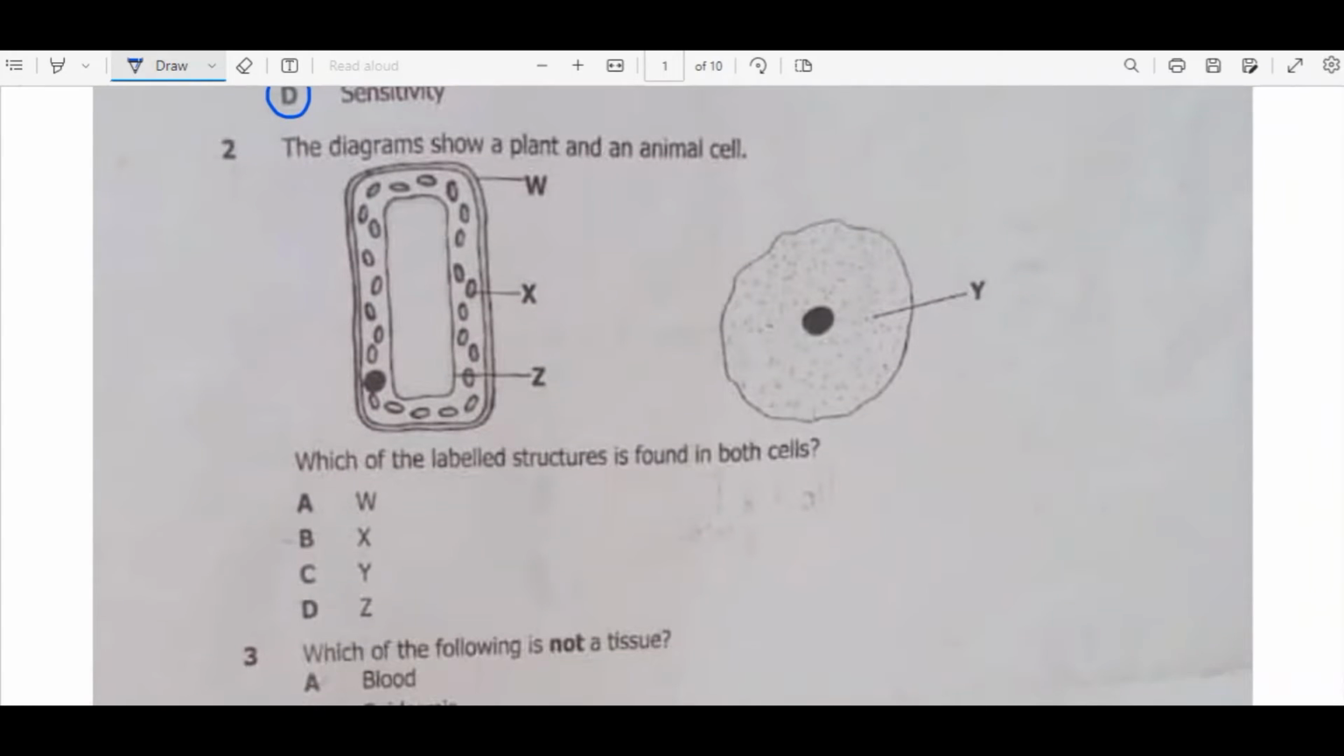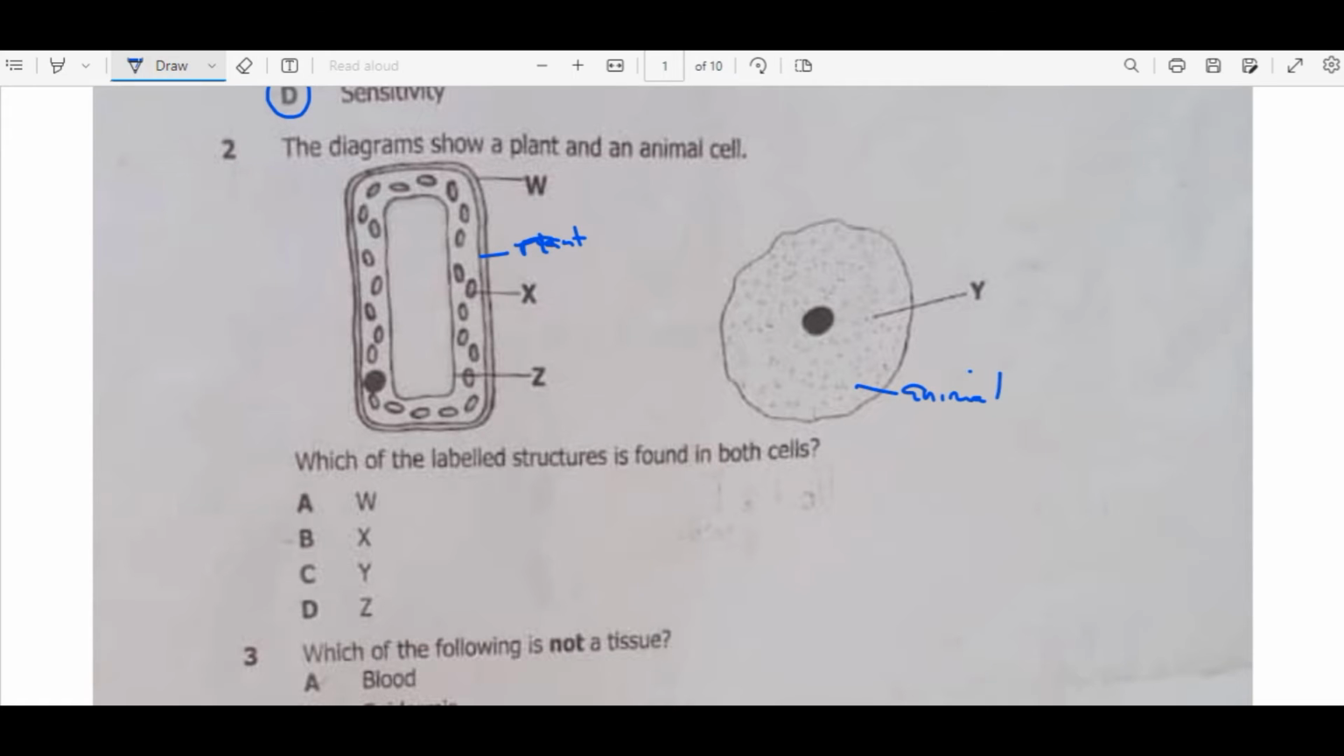The diagram shows a plant and animal cell. So we have two cells here. This one is the plant cell, and this one is the animal cell. Which of the labeled structures is found in both cells? We want to find what is found in both the plant and the animal.